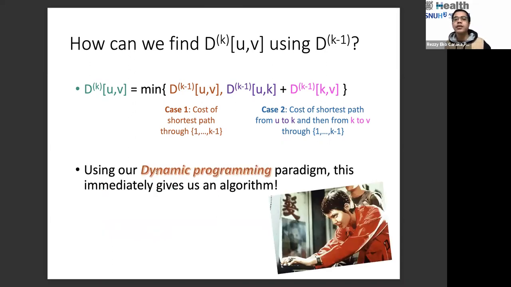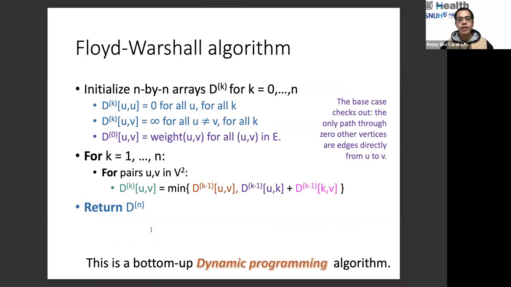Yeah, we can still use dynamic programming for this problem. Dynamic programming is very powerful for finding the solution of the shortest path. Another example is the Floyd-Warshall algorithm. With the Floyd-Warshall algorithm, the best is to get from zero vertices with the edge directly from U to V.